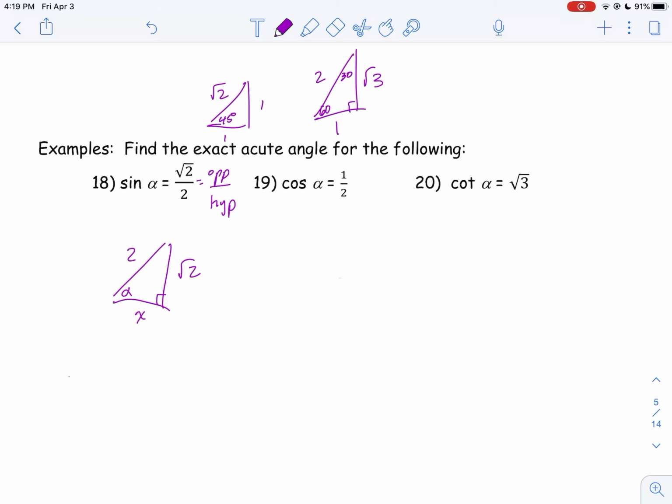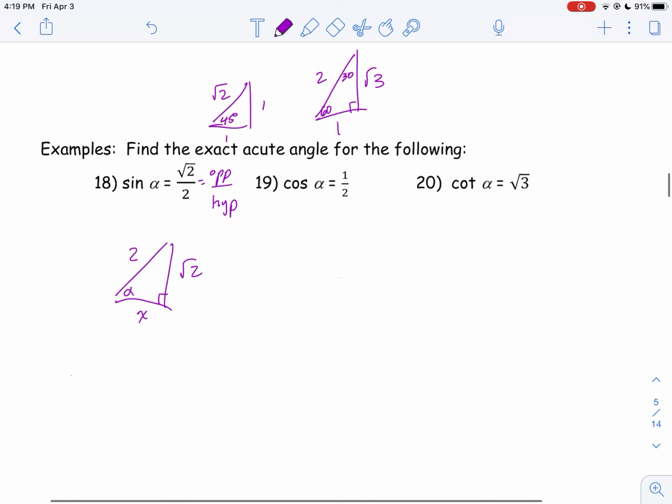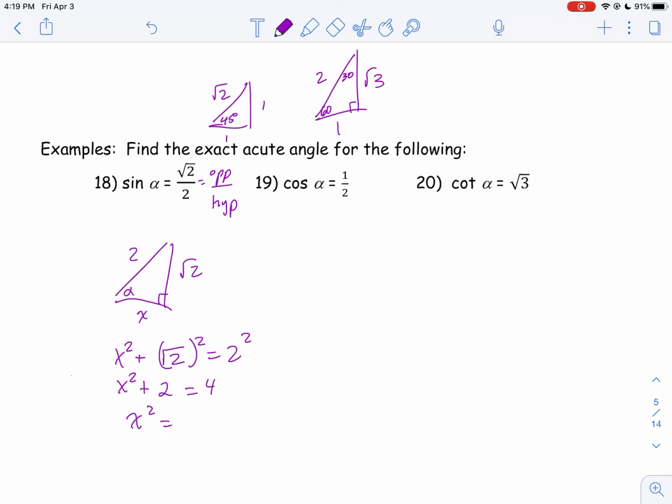So maybe if I knew what x was, that would help us out. So if I take x squared plus the square root of 2 squared equals 2 squared. If I'm squaring a square root of 2, I'm just going to end up back to where I started at 2. Gives me 4. Subtract 2 from both sides. x equals the square root of 2. This is interesting.